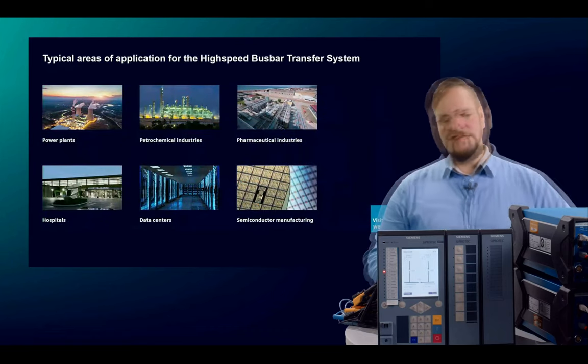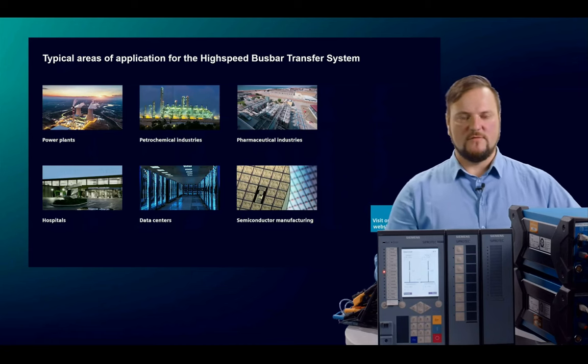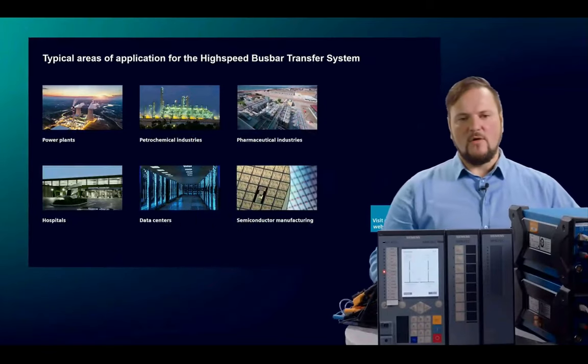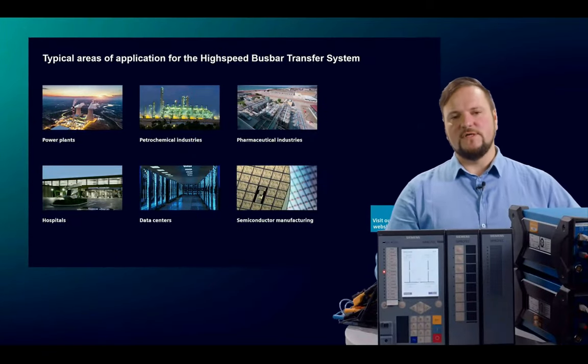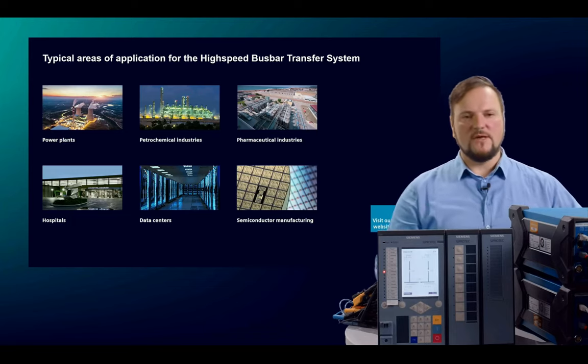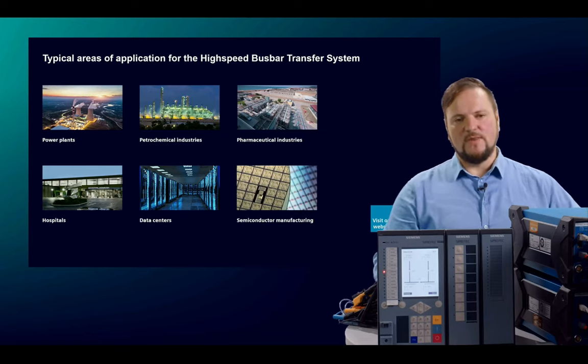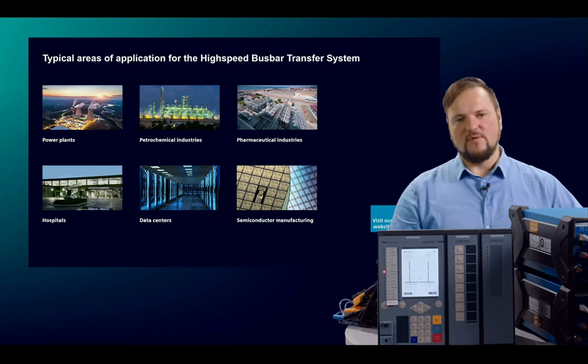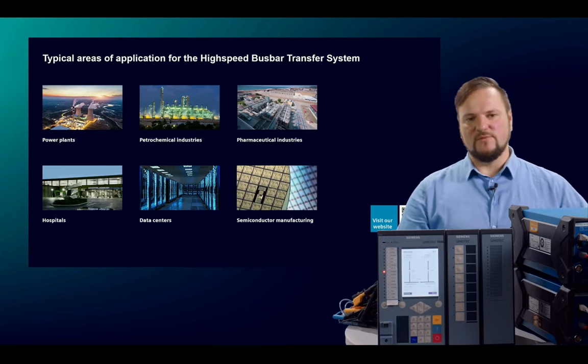Where do we need such a high-speed busbar transfer system? This is usually used in power plants, petrochemical industries, pharmaceutical industries, hospitals, data centers, or semiconductor manufacturing. It is always needed where we have the case of a continuous power supply. For example, in a nuclear power plant, after we shut down the turbine, we need to ensure that we have the cooling pumps in operation after we no longer get any voltage supply from the main infeed.